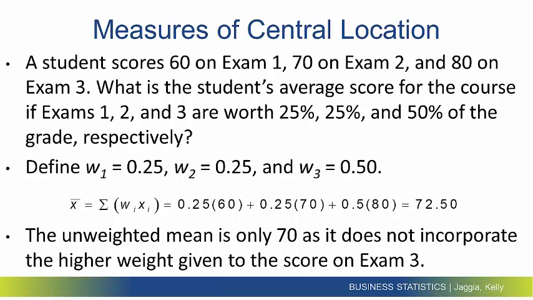When applying the weightings, what we do is we multiply 60 by 0.25, 70 by 0.25 and 80 by 0.5. Then adding all those up, we get a weighted average of 72.5, which is the correct answer here.